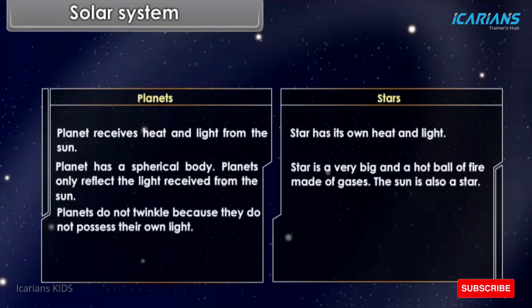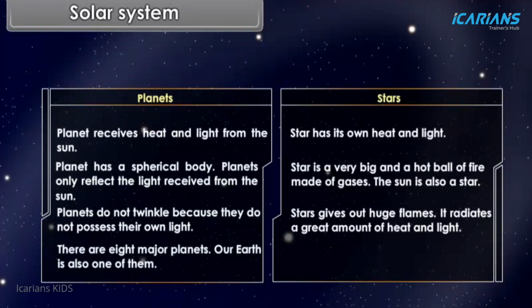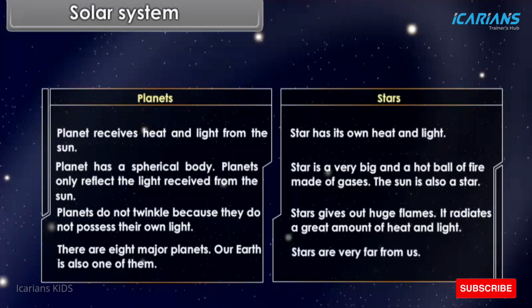Planets do not twinkle because they do not possess their own light. Stars give out huge flames. They radiate a great amount of heat and light. There are 8 major planets. Our Earth is also one of them. Stars are very far from us.